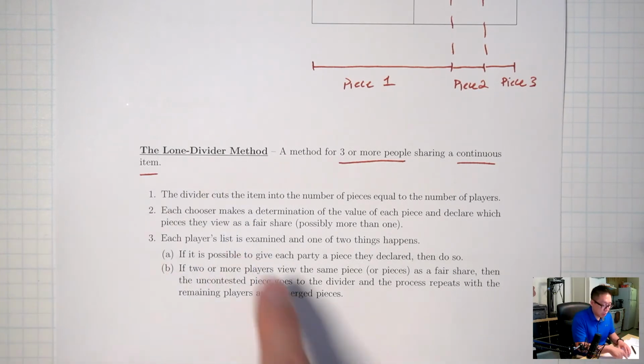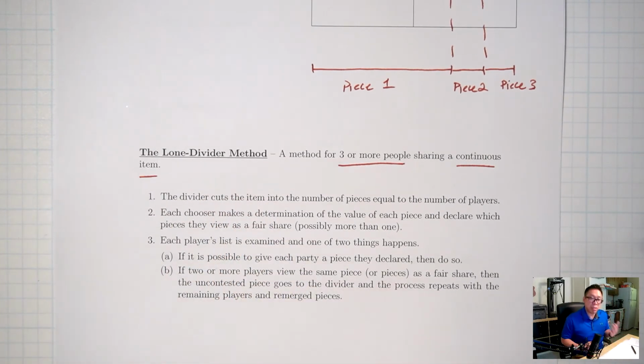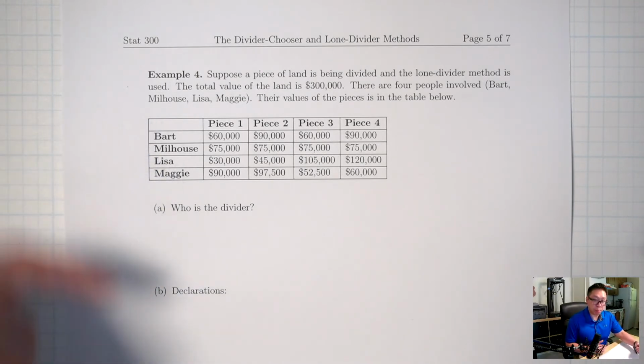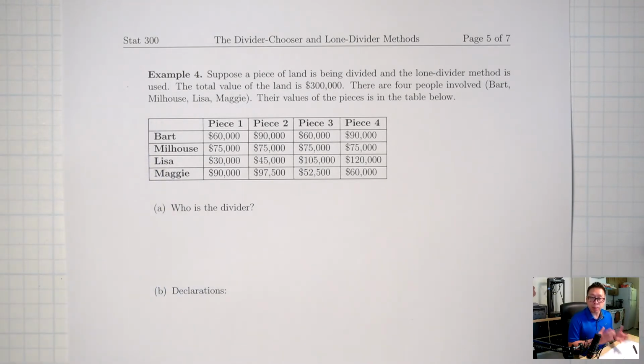So instead of going through the words here, let me show you the steps with an example. Example 4. Situation we have here is we have 4 people, Bart, Milhouse, Lisa, Maggie, who are sharing this piece of land. The way the lone divider works is one person is going to divide. So one person is going to cut up this land into 4 pieces. Once we have the 4 pieces, each person is going to look at each piece and decide on how much each piece is worth to them. And that's what this table shows.